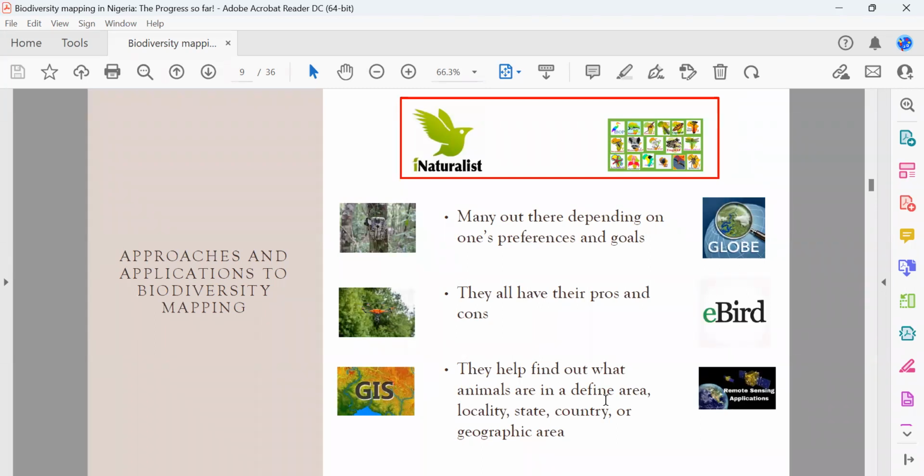Remember the definition of biodiversity mapping. It is eyeing the presence or counts of plants and animals in a given location, locality, area or region, or at the global level. So today we can employ the use of trail cameras. We are employing the use of drones, also the use of GIS, remote sensing applications, eBird, Globe, and others.